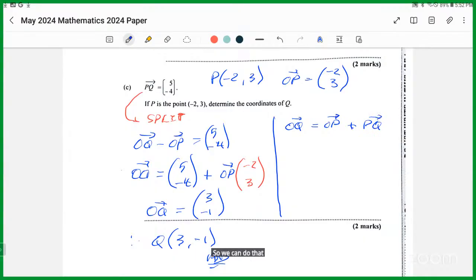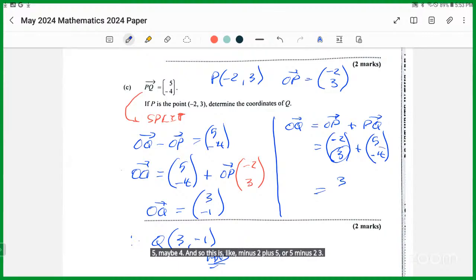You can say it that way, to go from O to Q. Since P connects to O and also connects to Q, we can go O to P first, and then plus means and then we go from P to Q. I get the same answer, because the OP again is just this vector, (-2, 3). And the PQ is this vector that they gave us, (5, -4). And so this is like -2 plus 5, or 5 minus 2 is 3. And 3 minus 4 is -1.